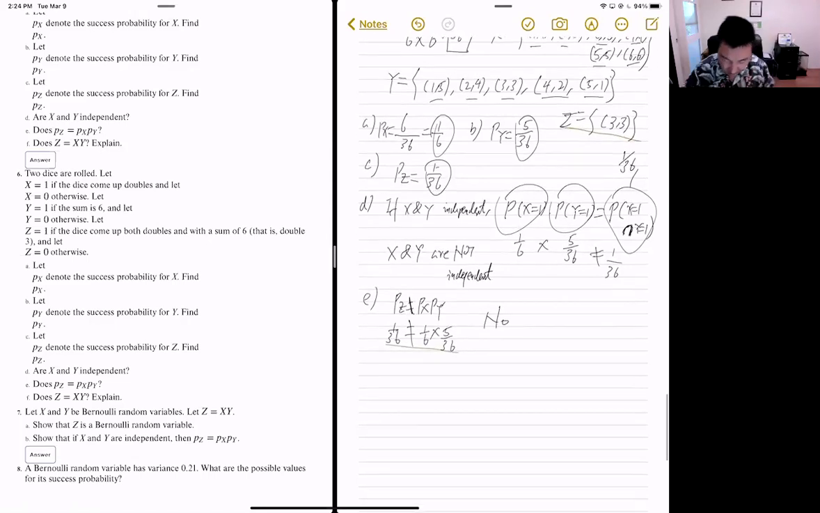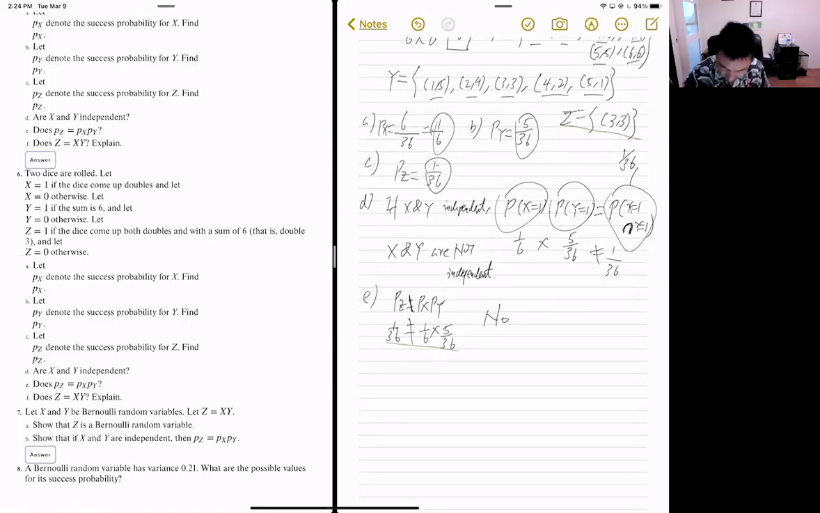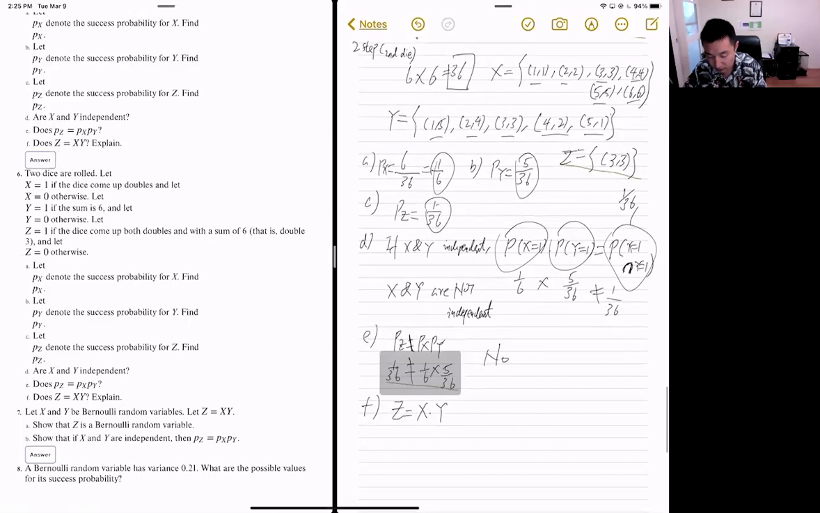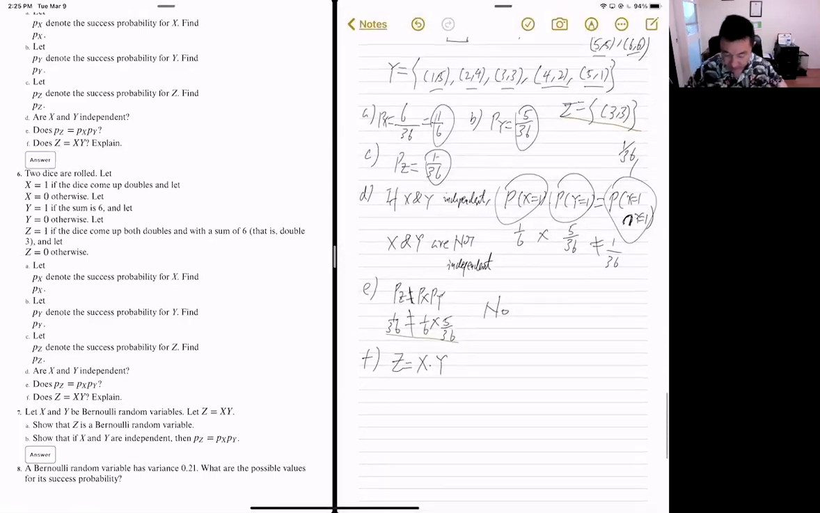So the last part of this question is a little interesting. It is asking, is z equal to x times y? For z, we could have 1 or 0. For x, we could also have 1 or 0. Same thing for y. We should check all the possible scenarios to see if z is equal to x times y.